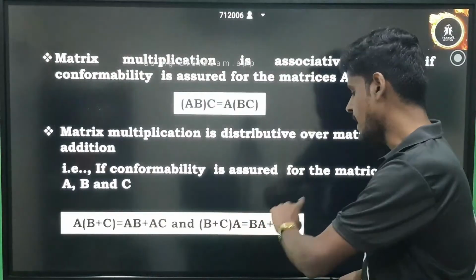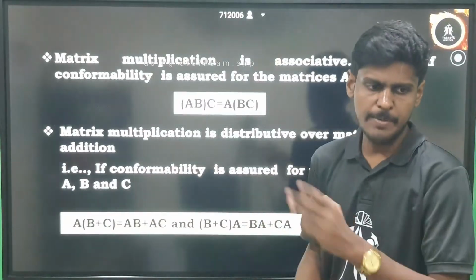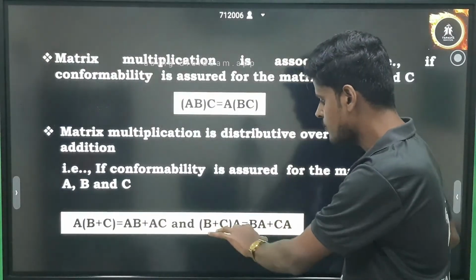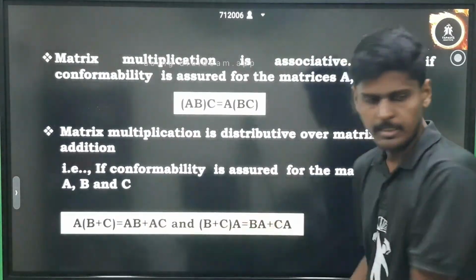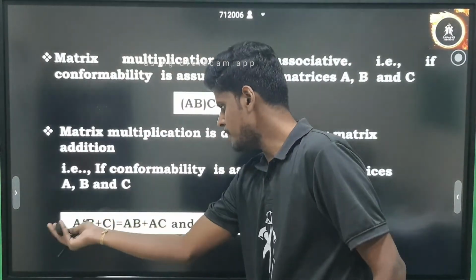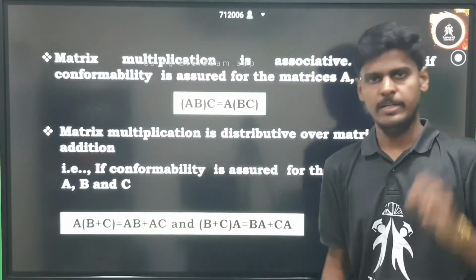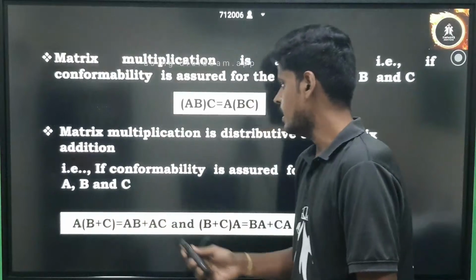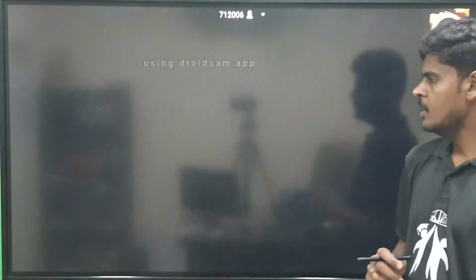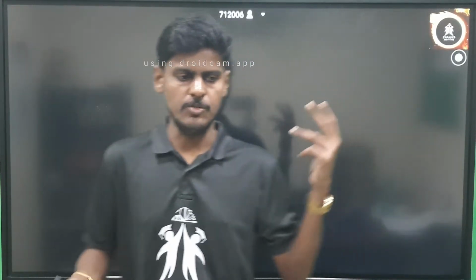Remember, BA and AB are not equal. That means you should not write this matrix as AB plus AC or AB plus CA. That is wrong. So always remember, this matrix should be distributed in the same order. That is the key. Don't interchange this. A into B plus C means A into B plus A into C. This is true. Not BA plus CA or BA plus AC. So this is matrix multiplication is distributive over addition. Questions can be asked to prove these properties. They will give some matrix examples and ask you to prove.